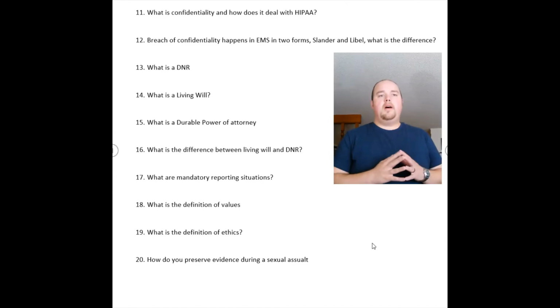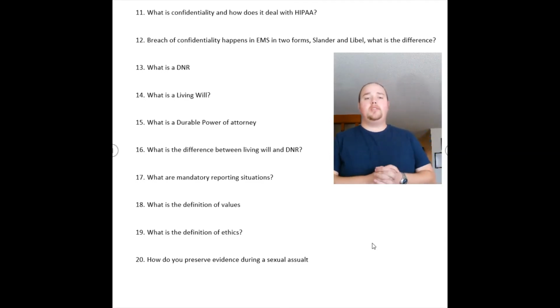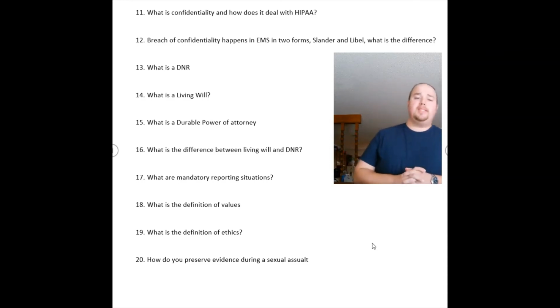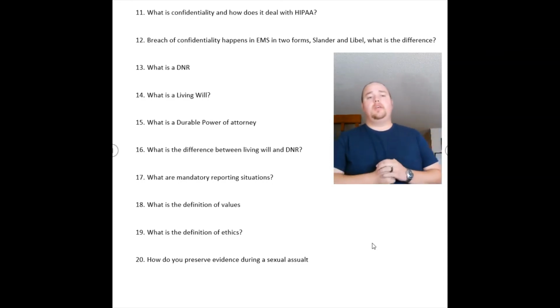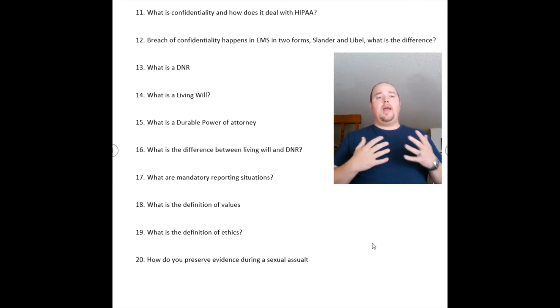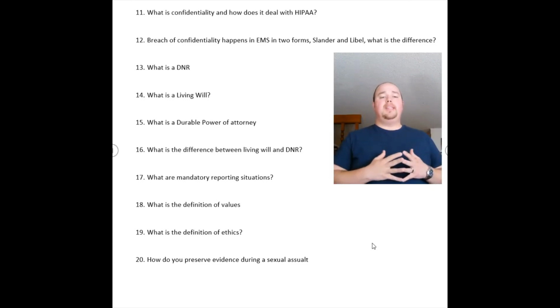So what is confidentiality? Confidentiality is information about a patient's history, condition, or treatment, and that is usually considered confidential. And we had something come into place in the late 90s, early 2000s called HIPAA. HIPAA is the Health Insurance Portability and Accountability Act. And how does this deal with confidentiality and accountability?